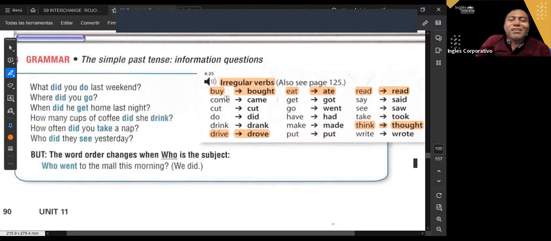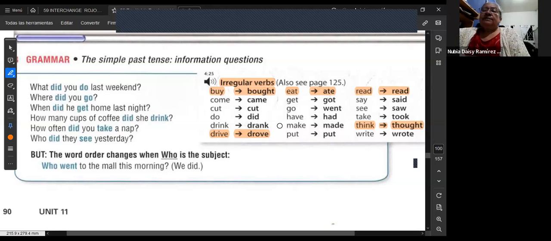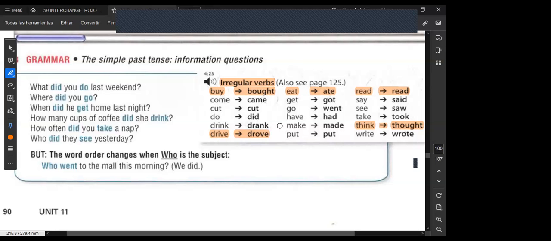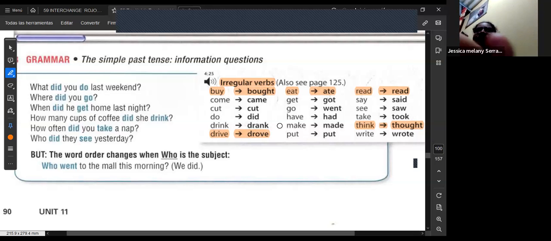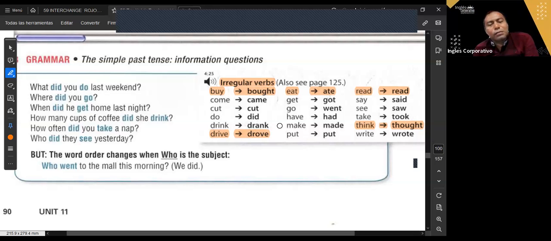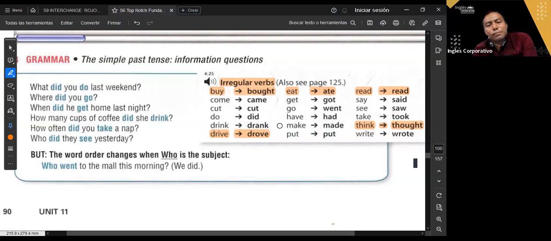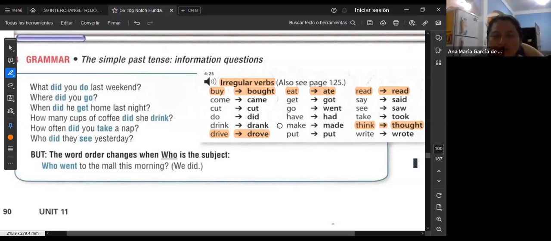Okay, okay. So, buy, bought. Come, came. Cut, cut. Do, did.